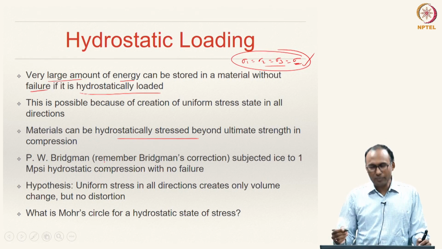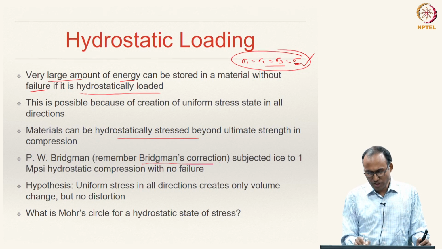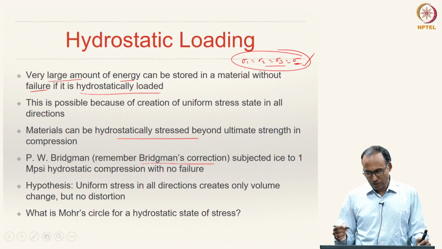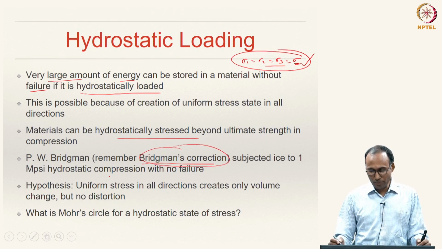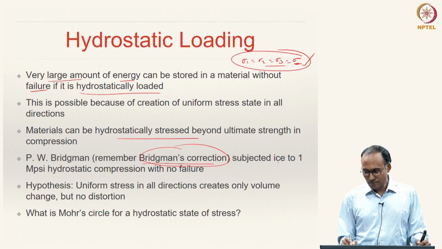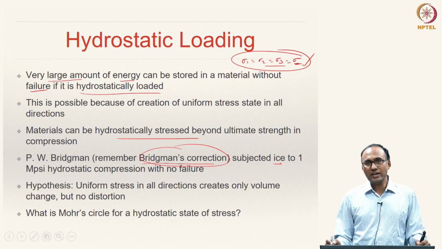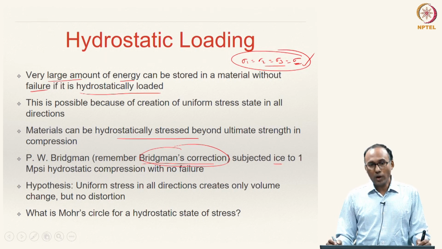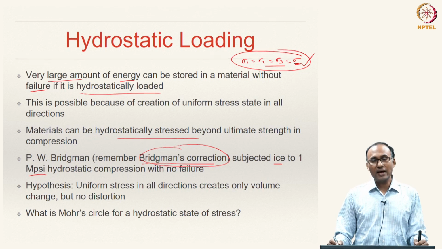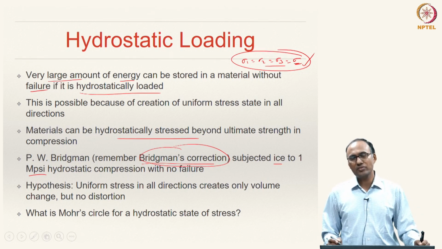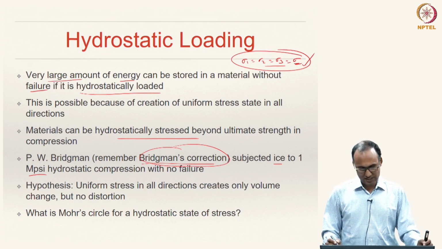So, Bridgman did an experiment. We have discussed the Bridgman correction when we were discussing the stress strain curves, right. The same person has actually done an experiment on ice, where he subjected solid ice to 1 mega pounds per square inch, extremely high hydrostatic compression, without failure. The material did not fail even at such very high compressive loads, whereas normally if you are not subjecting it to hydrostatic compressive loads, it is much easier to break the ice, right.